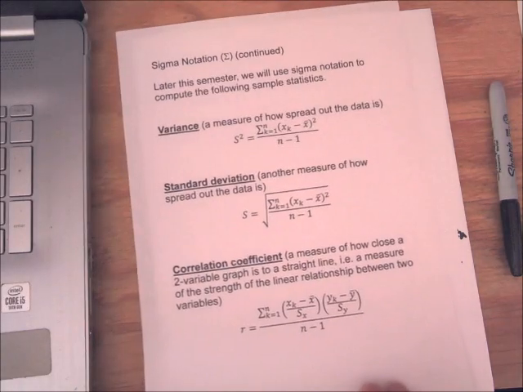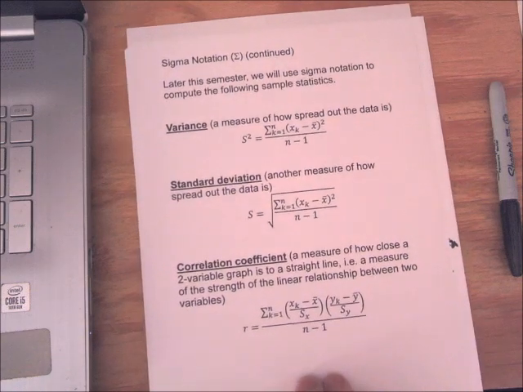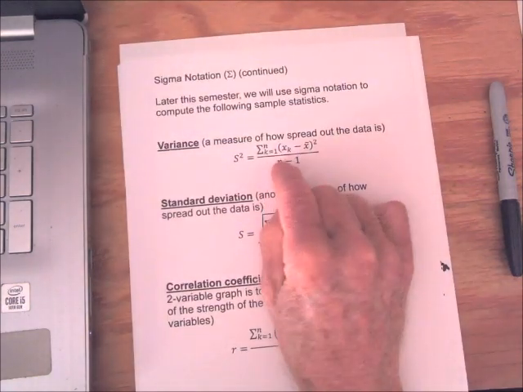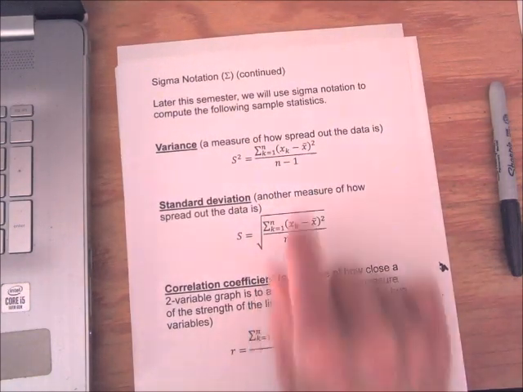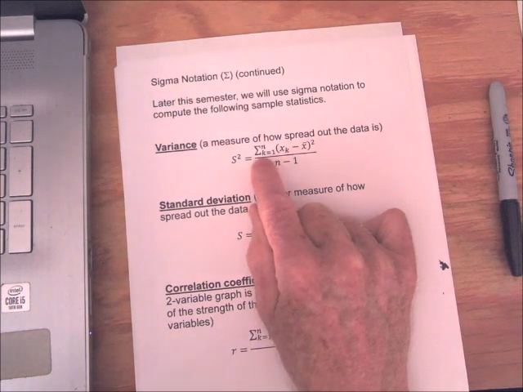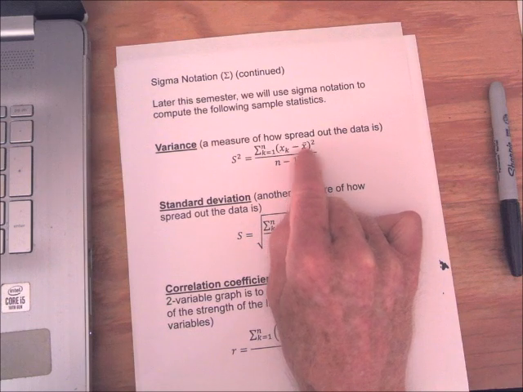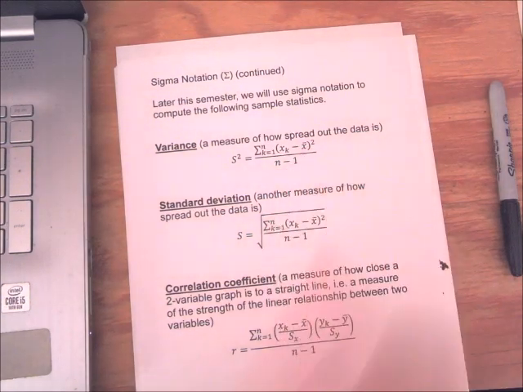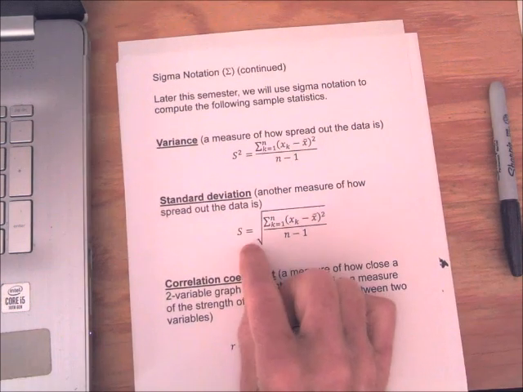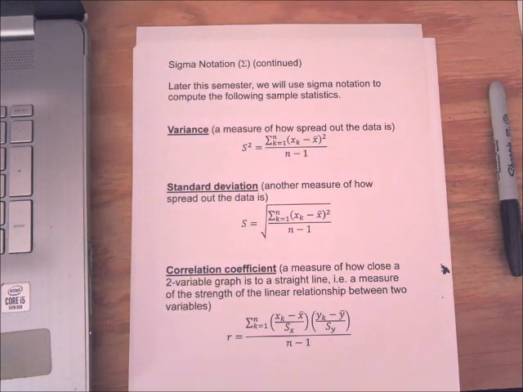So, later in the course we'll be using sigma notation for more complicated formulas. And these are all important statistics here. The sample variance, summation as k goes from 1 to n. Each score minus the mean, square it, divide by n minus 1. And sample standard deviation, the square root of that. Those are both measures of how spread out the data is.